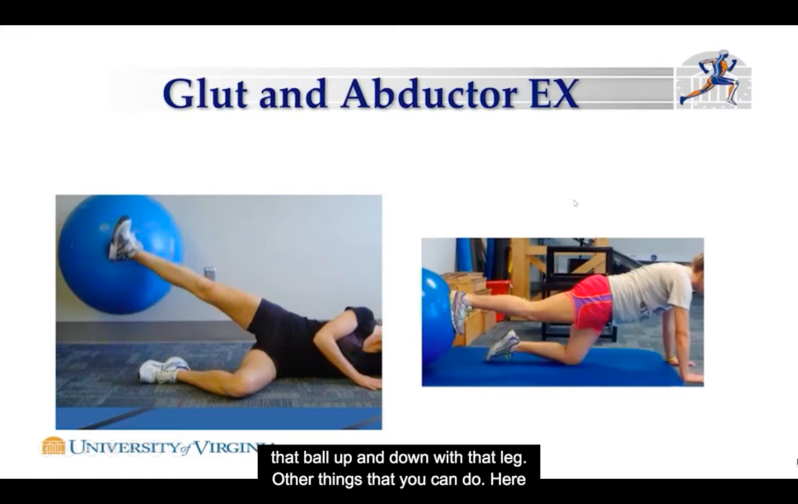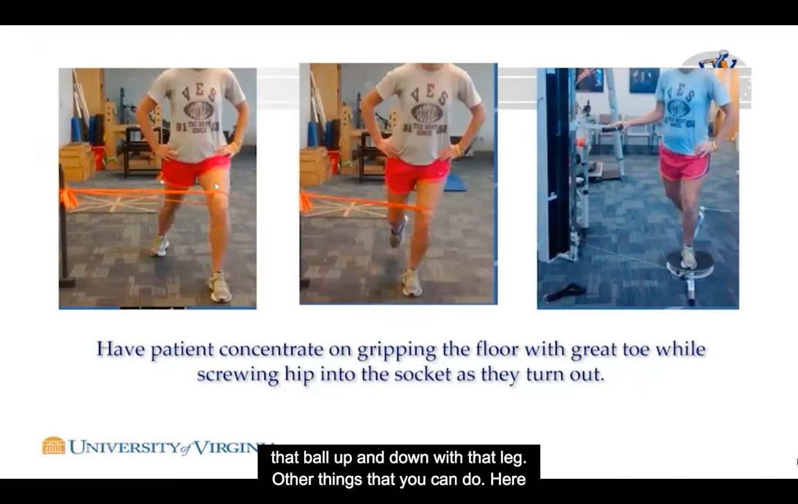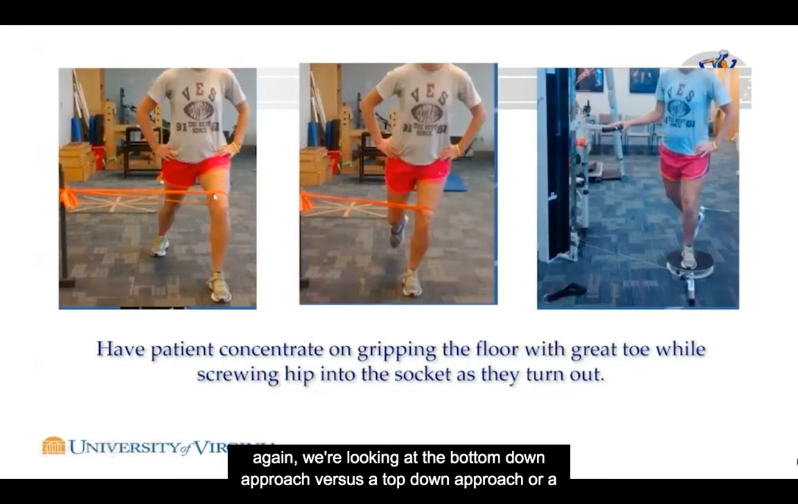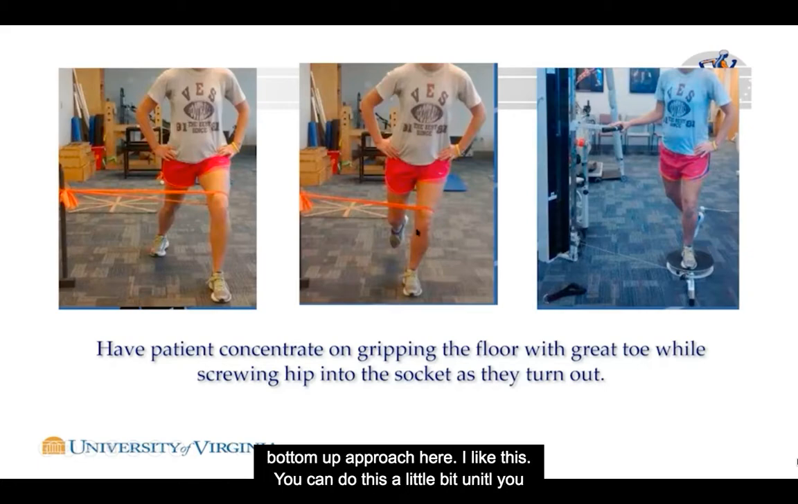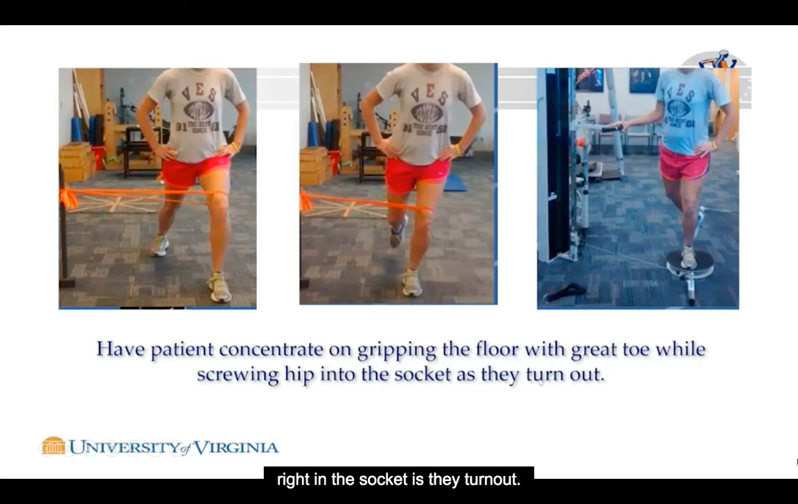And same thing here, I'm pushing that ball and lifting that ball up and down with that leg. Other things that you can do here, again, we're looking at the top down approach versus the bottom up approach here. I like this. You can do this a little bit too. You get that rotational disc in there. The things that you want to do for your athletes are, right, tell them to grip the floor with their great toe, screwing the hip right into the socket as they turn out.